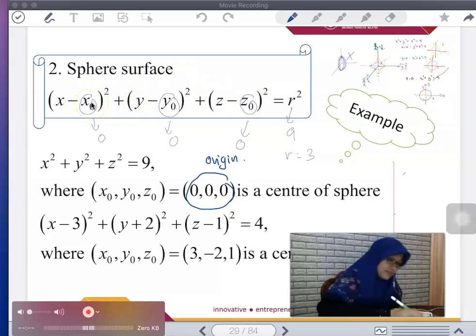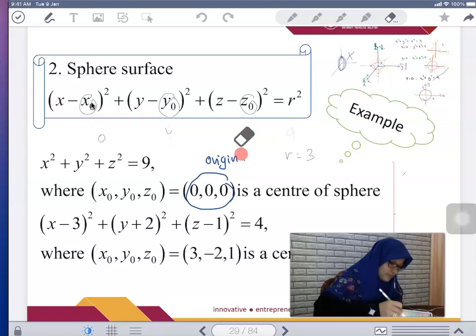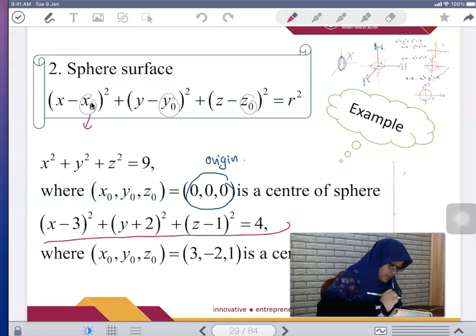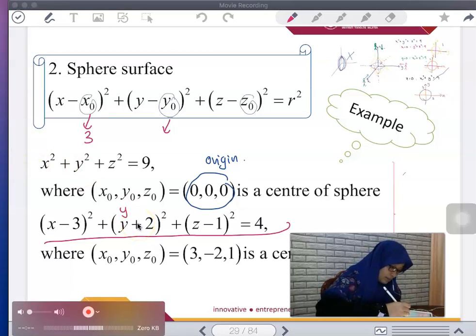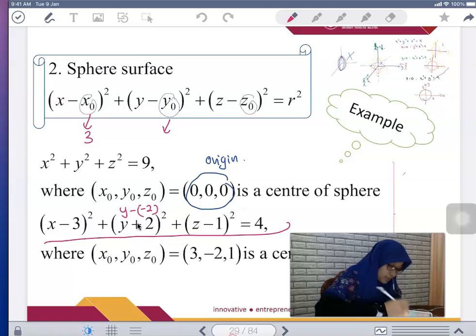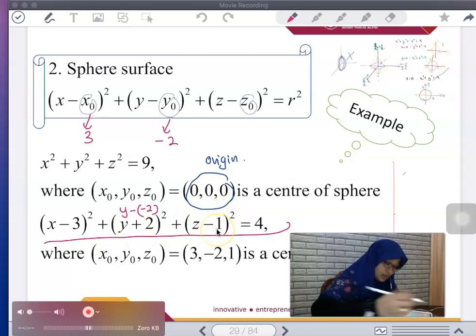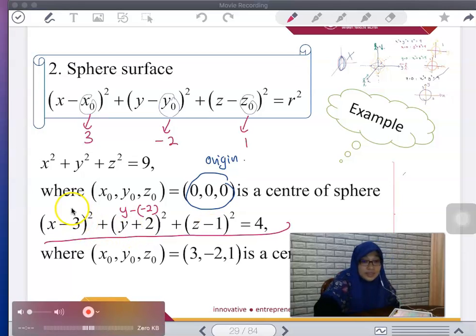In this case, I'm talking about this example. Your x0 is 3, and your y0 is, you have positive here, meaning y minus negative 2. So that's why you have y plus 2. So now your y0 is minus 2. And the third one here, z0 is 1. So you know that your center is located at 3, minus 2, 1, which is x equal to 3, y equal to minus 2, z equal to 1.